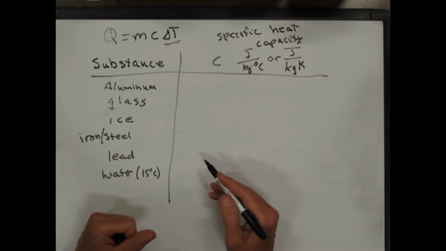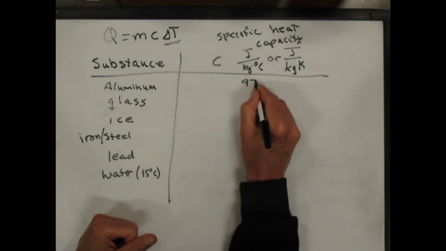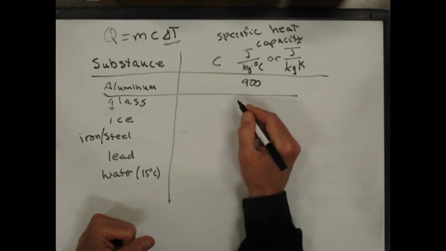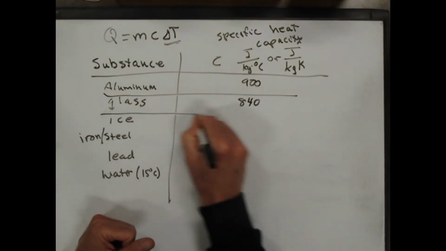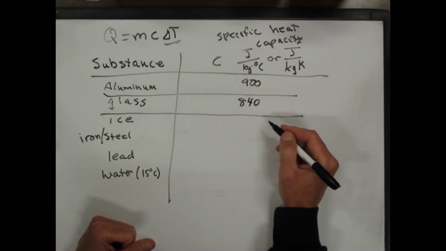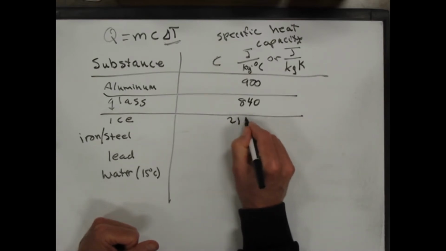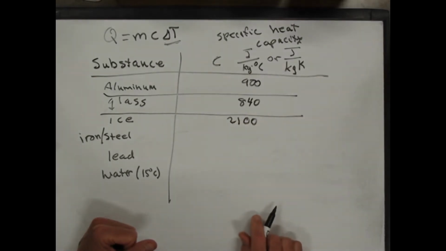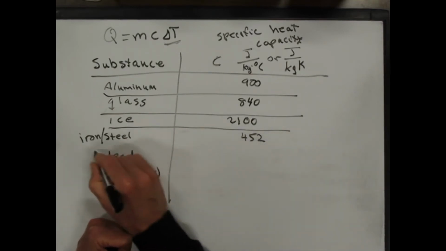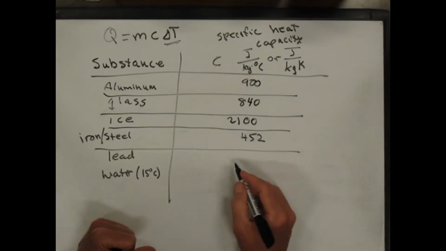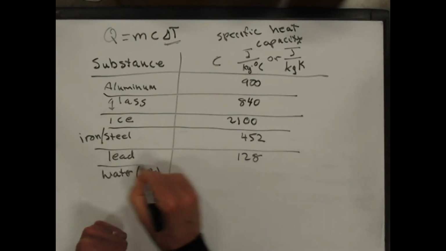So I was just going to write down a few of these. Aluminum is 900. Glass is 840. Ice is 2100. Iron or steel is 452. We'll probably be rounding that. I've seen slightly different numbers for some of these. This is 128. That's lead.